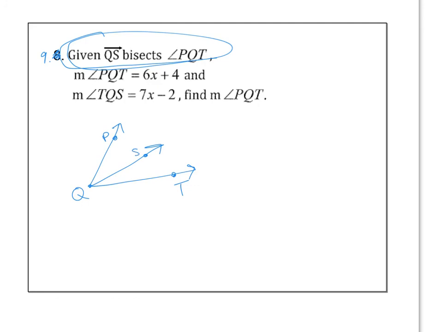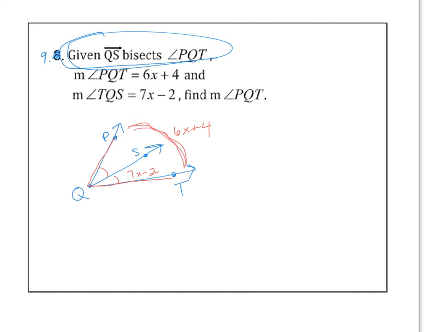So that this angle here and this angle here are the same size. Now, it says the measure of angle PQT is 6x plus 4. Well, PQT is actually the whole big angle. This whole thing is 6x plus 4. And TQS, which is this bottom part, is 7x minus 2. And they want us to find the measure of angle PQT, the big one, the huge one.